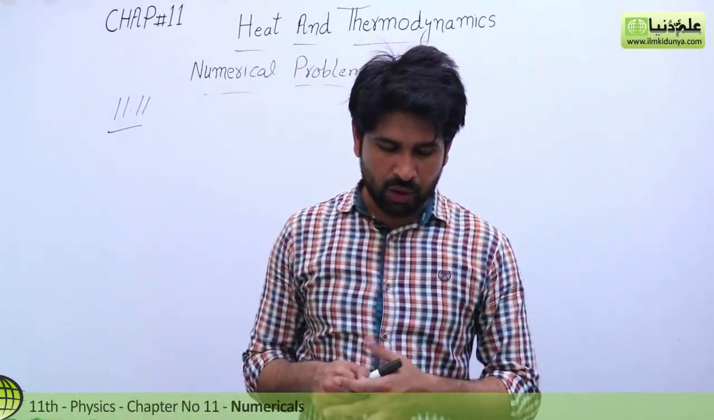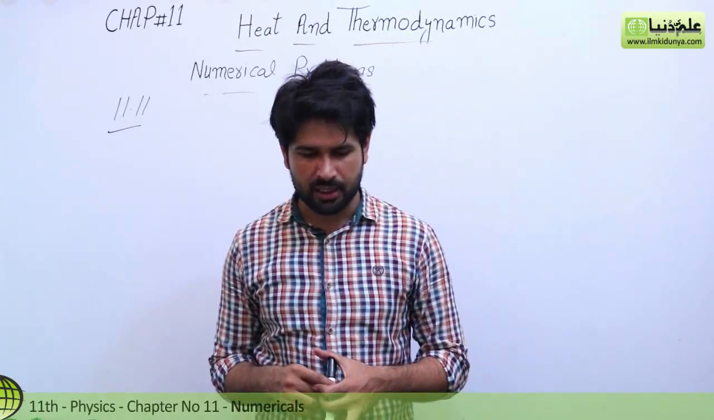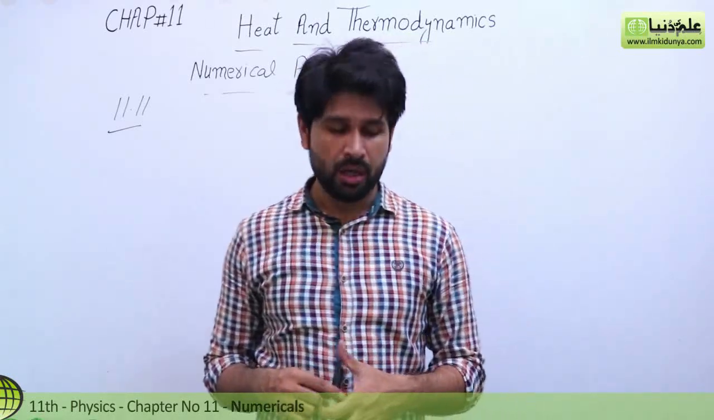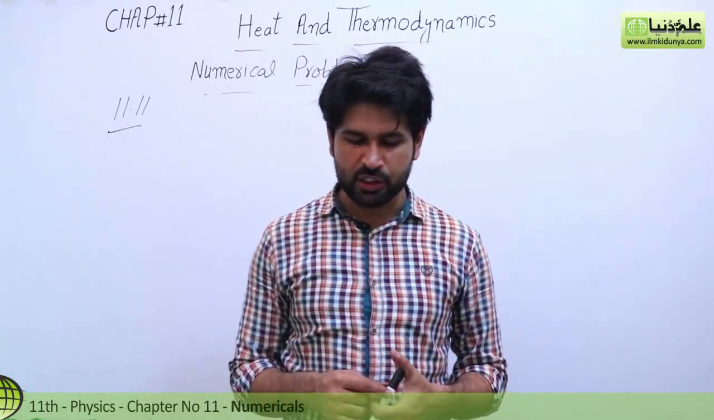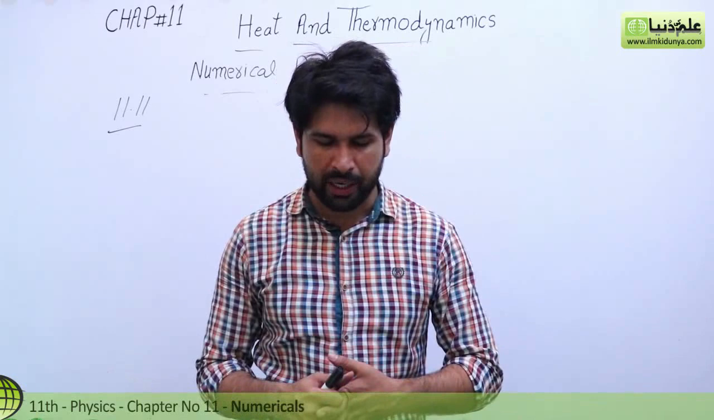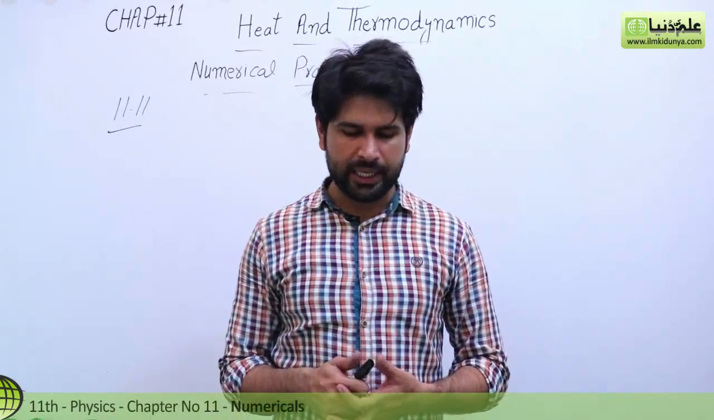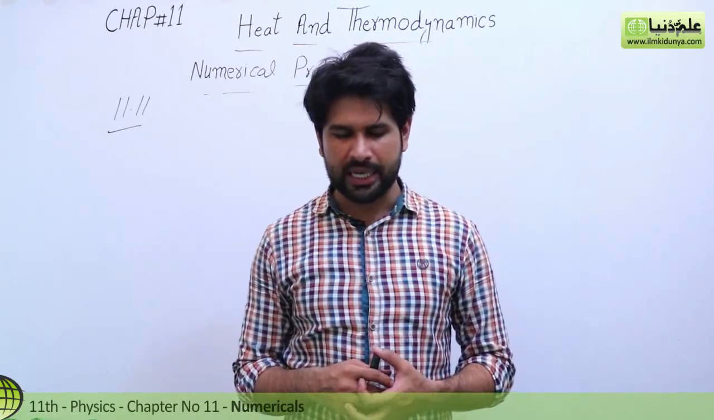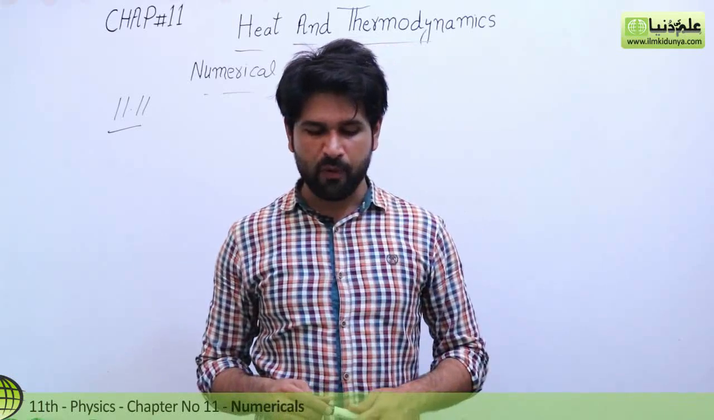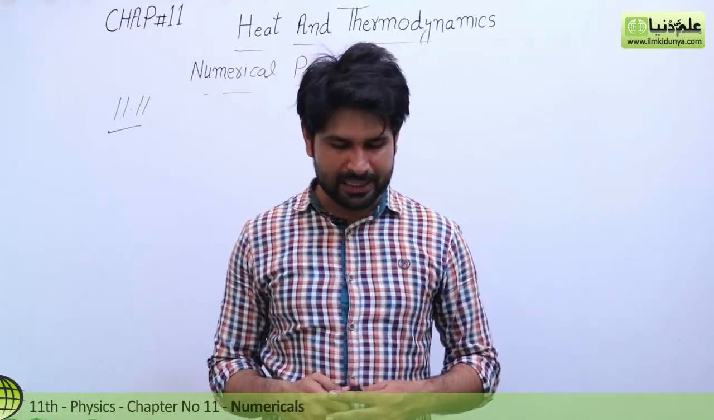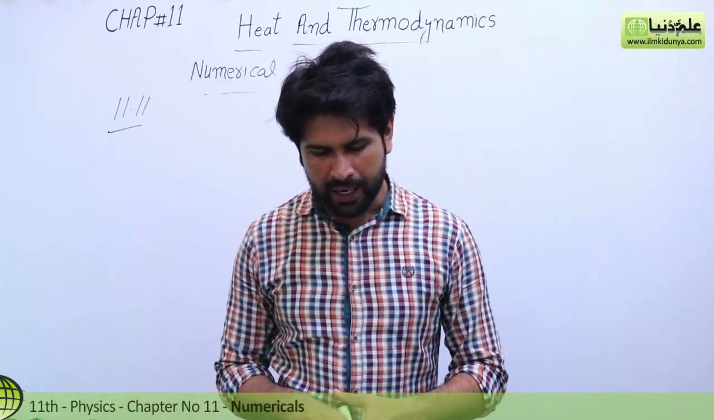336 joule of energy is required to melt 1 gram of ice at 0 degrees Celsius. What is the change in entropy of 30 gram of water at 0 degrees Celsius as it is changed to ice at 0 degrees Celsius by a refrigerator? I repeat, 336 joule of energy is required to melt 1 gram of ice at 0 degrees Celsius. What is the change in entropy of 30 gram of water at 0 degrees Celsius as it changed to ice at 0 degrees Celsius by a refrigerator?